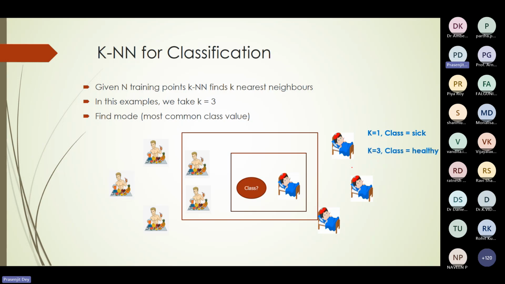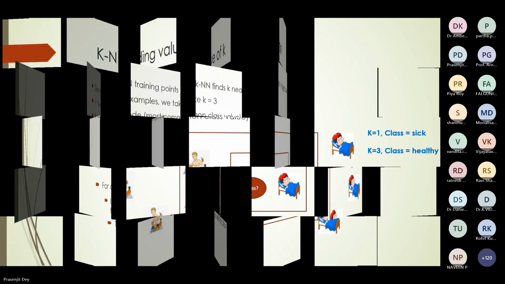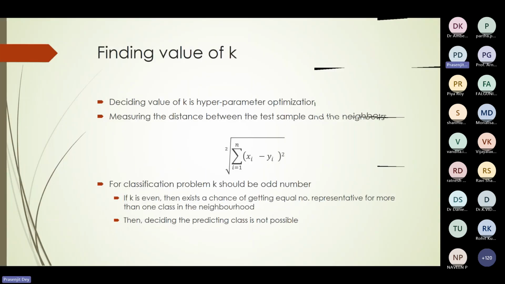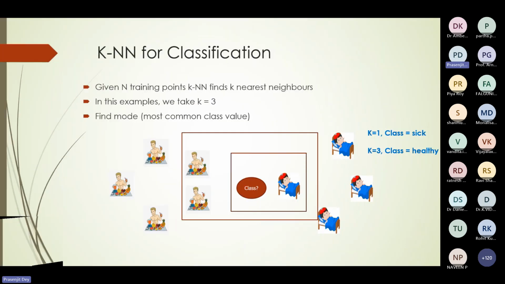So obviously the class assigned to this new sample will be healthy. Similarly, there I would like to state another fact. Why have I not considered two? Because there lies a problem.